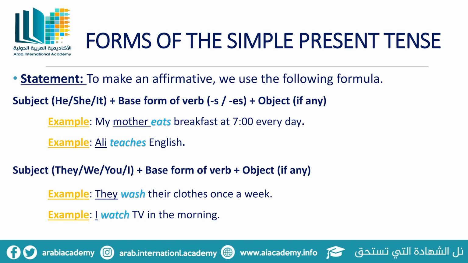Now, when do we have to add s or es? There is a specific rule that I'm going to explain later on. Now, if the subject is they, we, you, and I, what do I have to do? If the subject is they, we, you, or I, we have to copy the verb as it is in its base form. So in this case, we do not add s or es. So the positive statement or the positive sentence will be subject plus base form of the verb plus object if any.